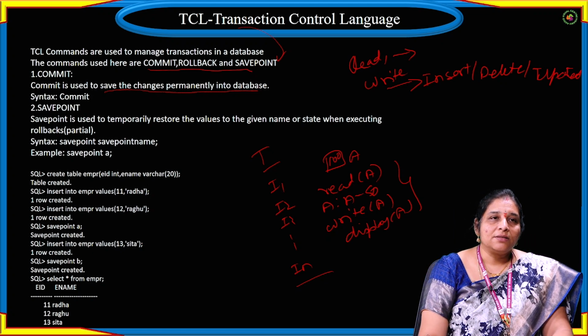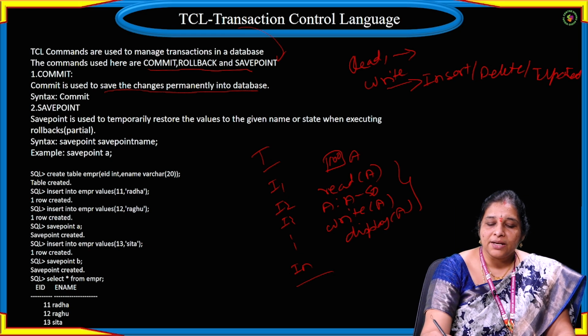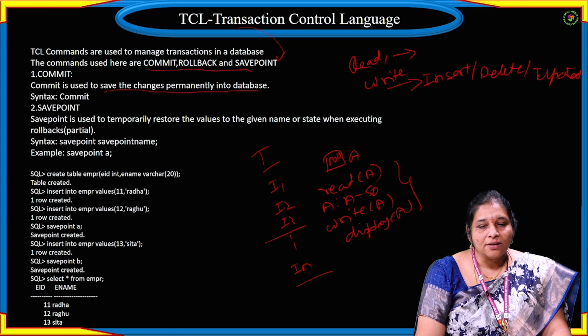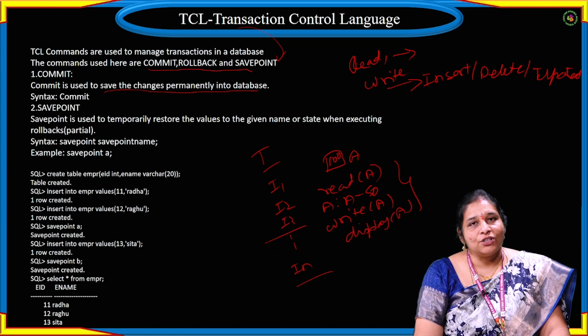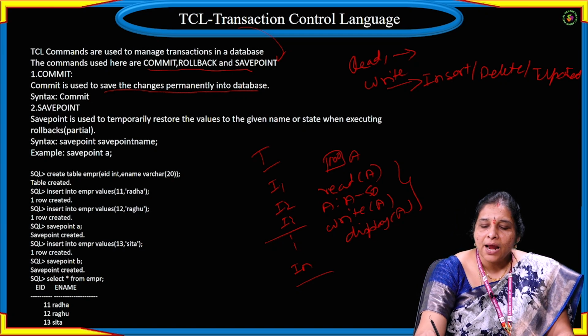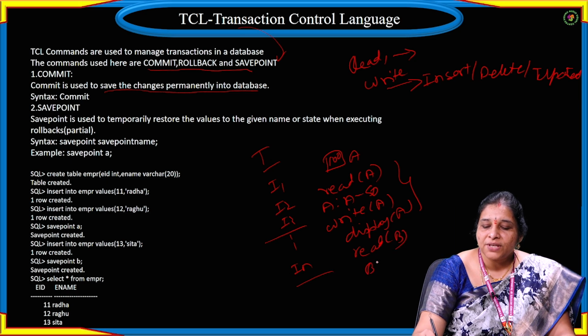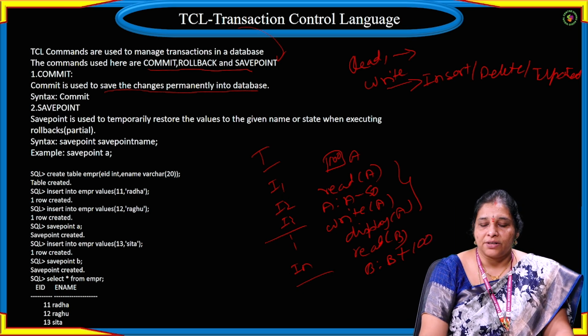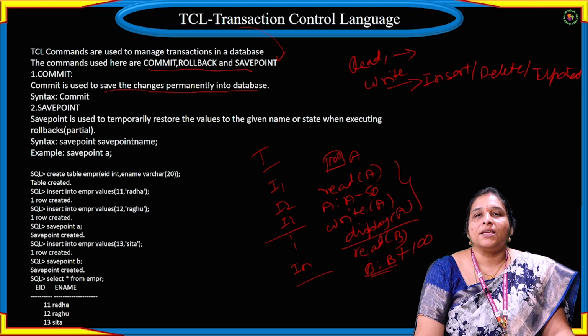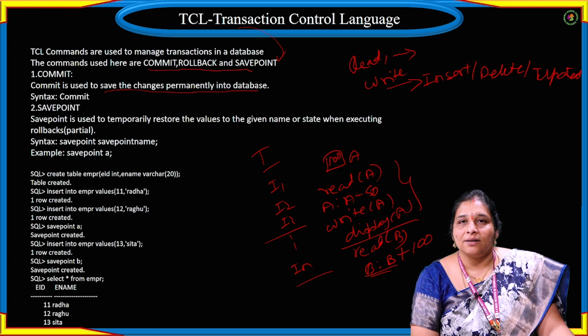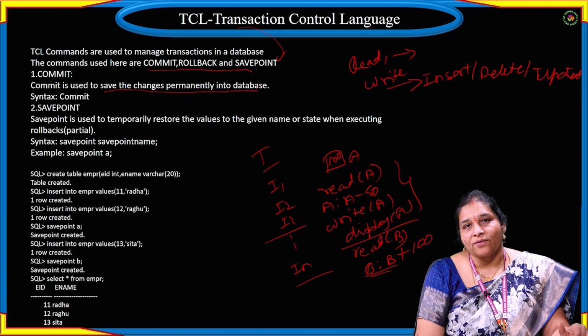Now the second one, savepoint. Suppose I am executing instructions and in between some failure is encountered, say a sudden server issue. Or let's say I initially tried to read B, and instead of B equals B plus 50, I wrote B plus 100. I have executed up to here and identified that this is not the accurate operation I want to perform. I want to go back.